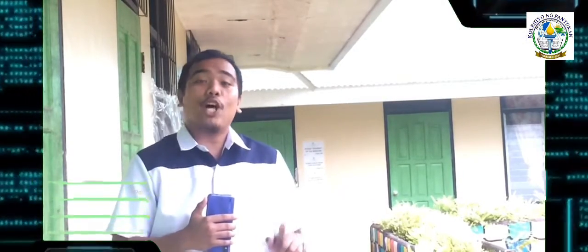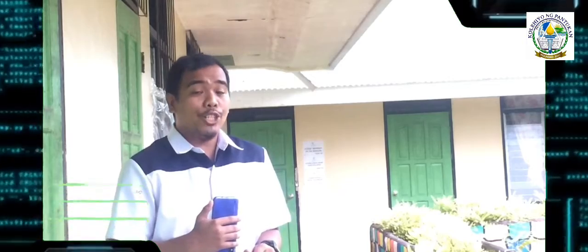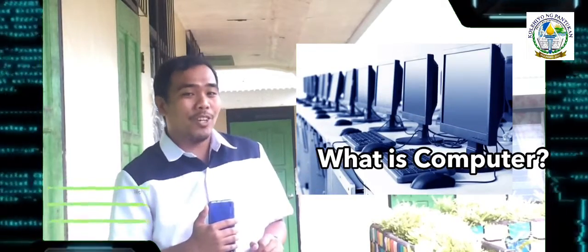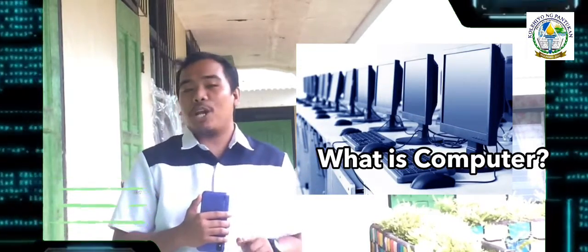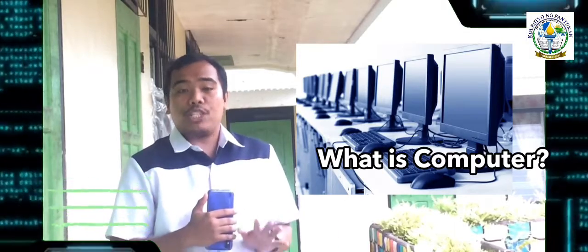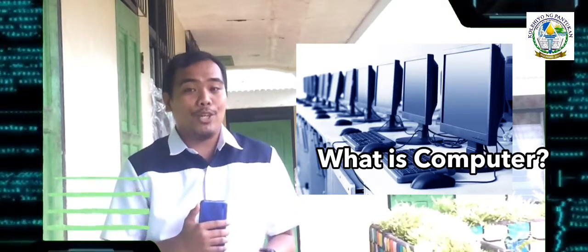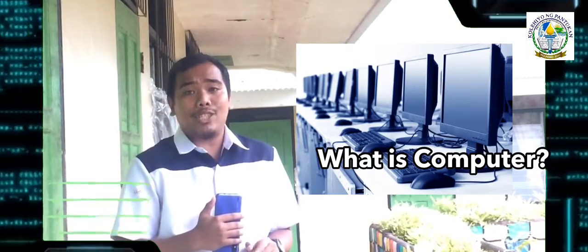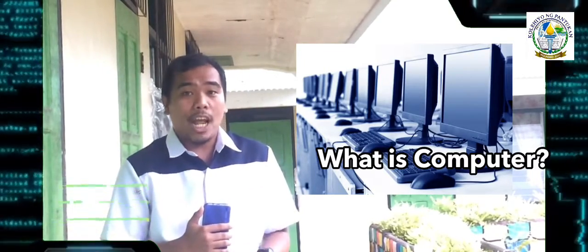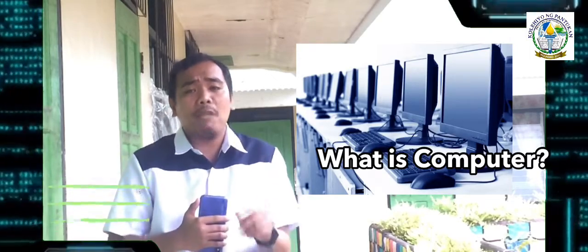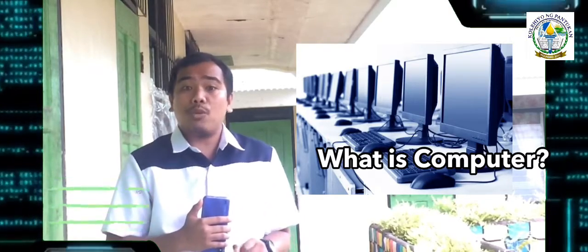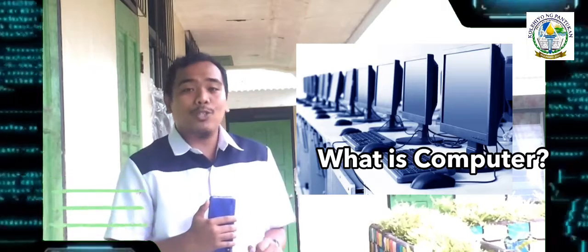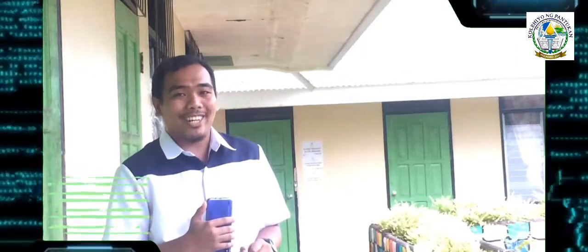Before we talk about our topic today, we will find out first, what is a computer? The word computer comes from the word compute, which means to calculate. A computer is an electronic device which stores and processes data to give meaningful information. Processing is done with the help of instructions given by the user, which are also stored within the computer.